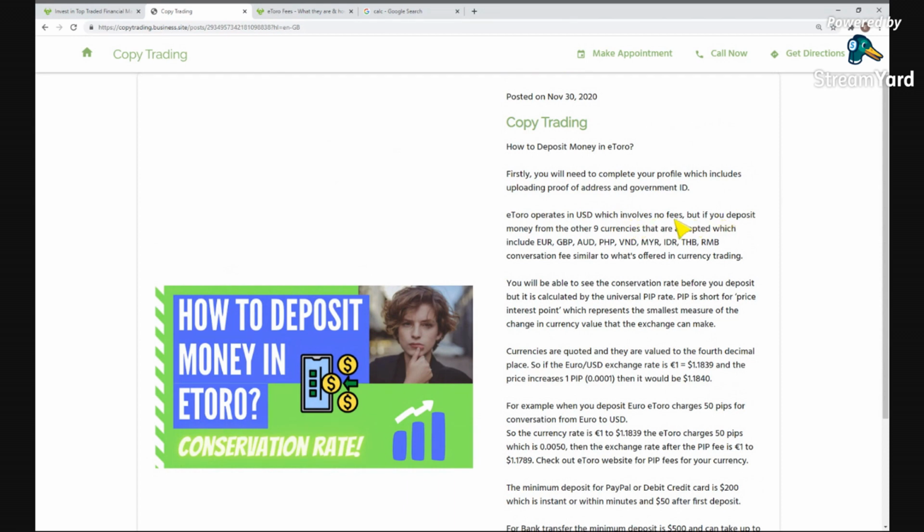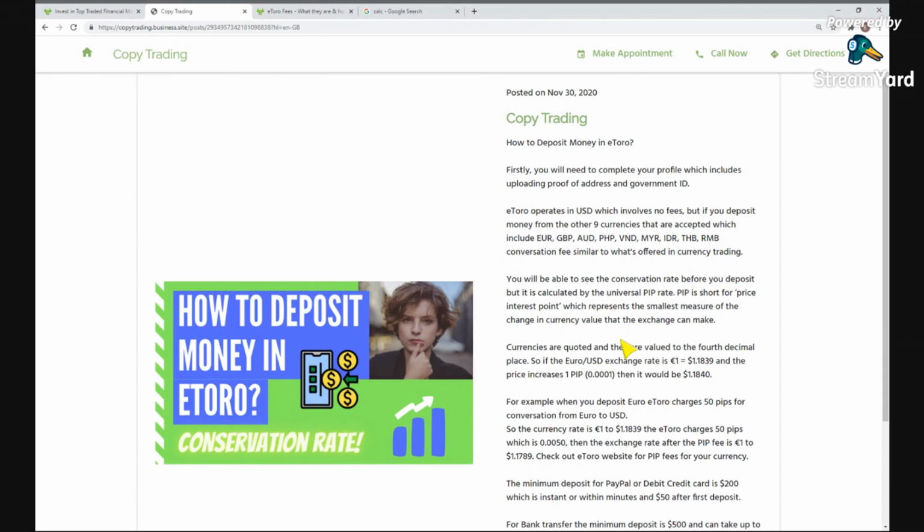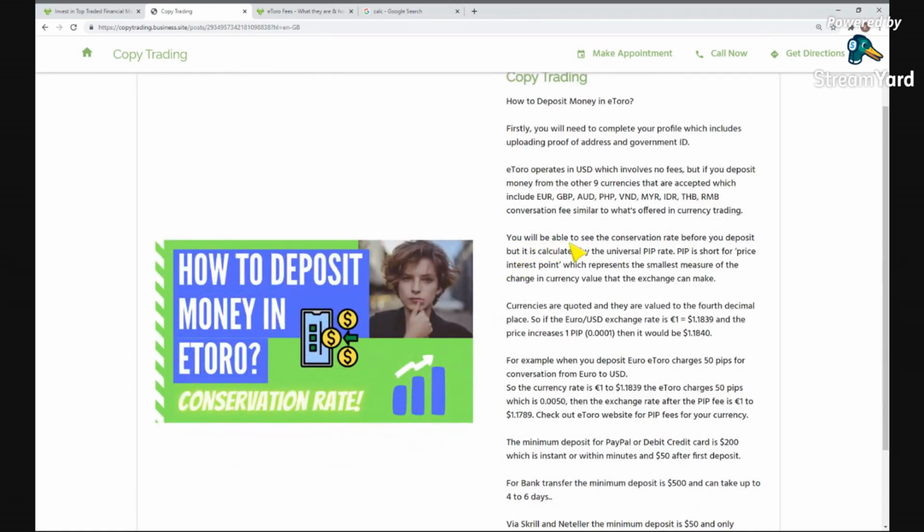But if you deposit money from the 9 other currencies that are accepted, which are the euro, the Great Britain pounds, the Australian dollar, the Filipino peso, the Vietnam dong, the MYR in Malaysia, the IDR in Indonesia, the Thai baht, and the RMB in China, there's a conversion fee that's similar to what's offered in currency trading. Okay, so you will be able to see the conversion rate before you deposit.